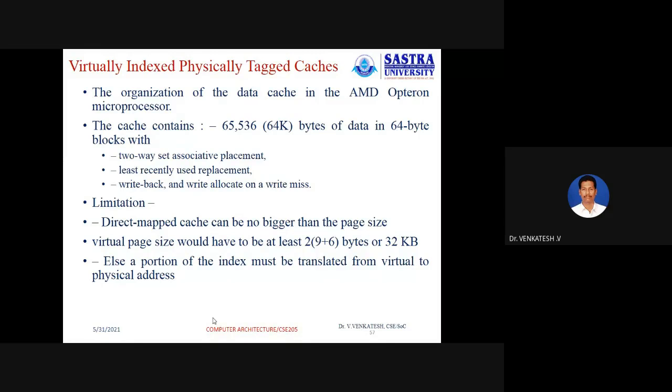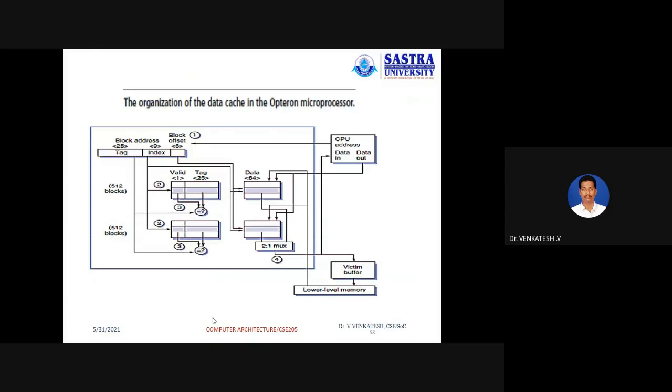So we are going to see that the portion of the index must be translated from virtual to physical address. The index alone is going to be translated from virtual to physical address. So that's how it is going to happen. For example, this is going to be the overall diagram. We have something called the tag, and that is going to be the size. The tag size is going to be 25, and then the index is going to be 9.